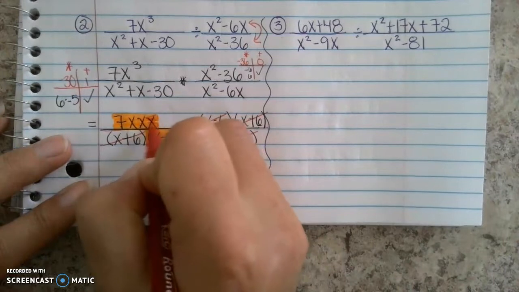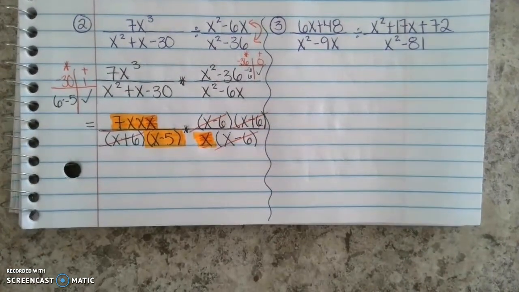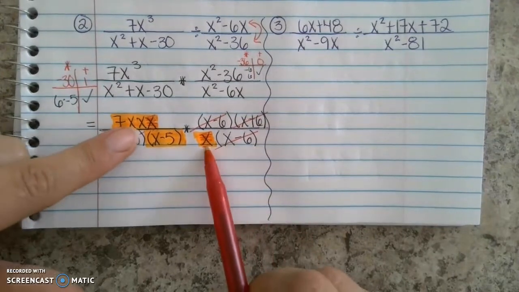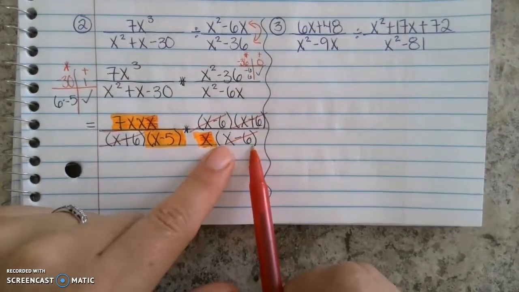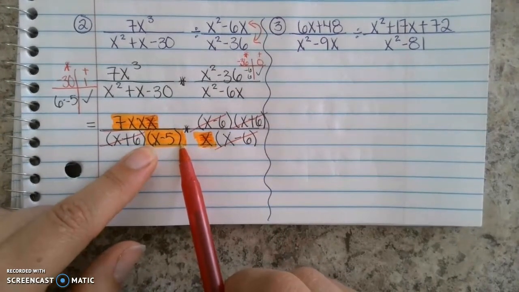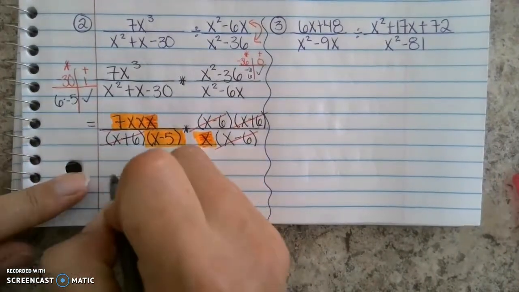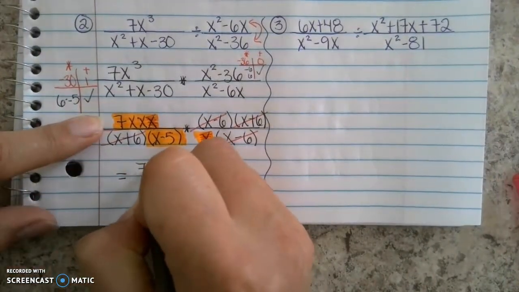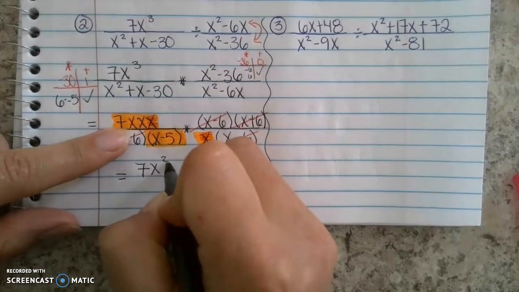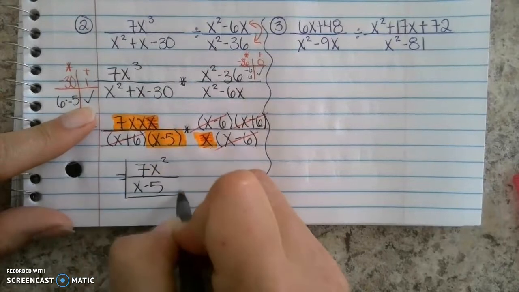And hopefully you're seeing I could cancel these x's right here. And you're like, wait, you just told me I can't cancel the x's. These x's are on the outside. They are not in parentheses adding and subtracting with a number. So I can cancel these. All right, look at our final answer here. We've got 7x squared over x minus 5.